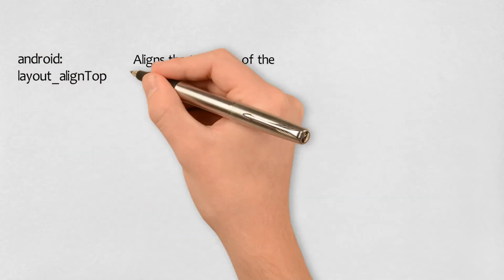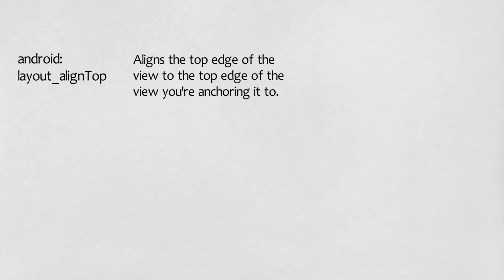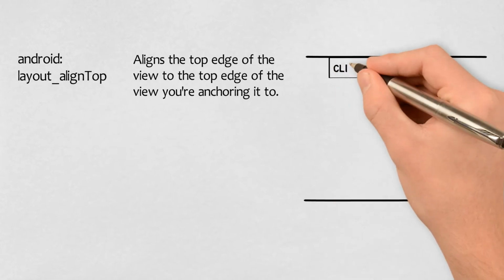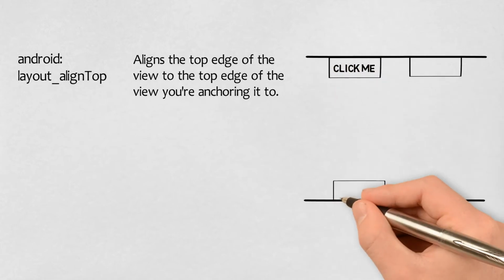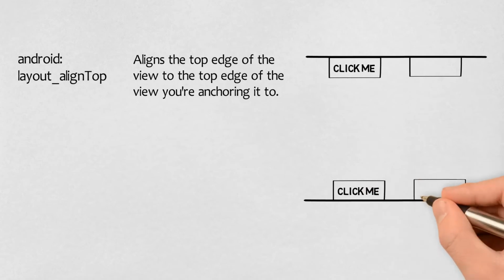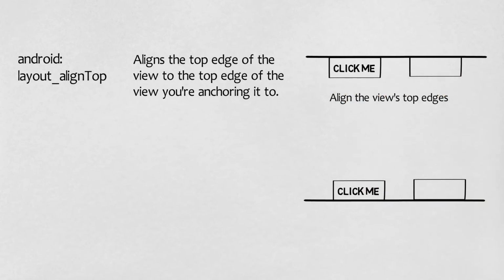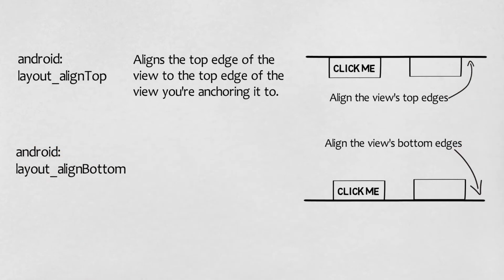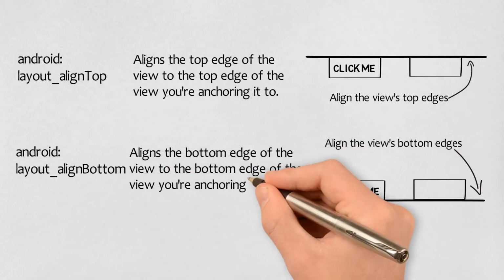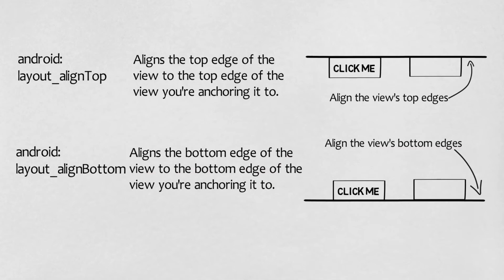android:layout_alignTop aligns the top edge of the view to the top edge of the view you are anchoring it to. android:layout_alignBottom aligns the bottom edge of the view to the bottom edge of the view you are anchoring it to.